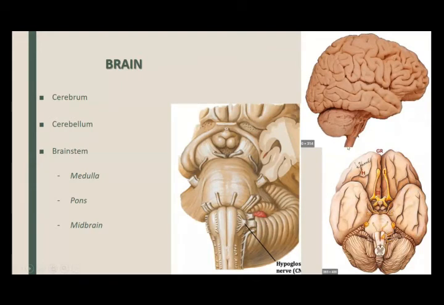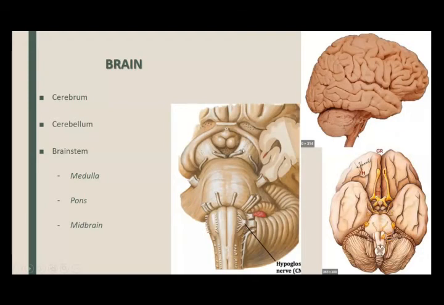Brainstem from below upwards. The brainstem is medulla. ये pons है, and this part is the midbrain. यहाँ पे देख लीजिए, this is the medulla. ये medulla है, this is the pons. And this part is the midbrain.